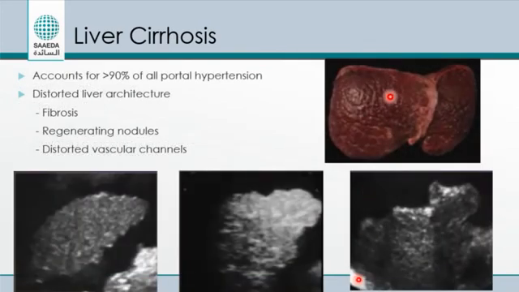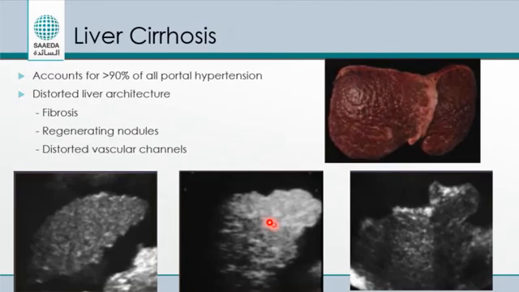Now, this is an anatomical sample of a cirrhotic liver. You can see the surface is fibrotic and irregular, and with ultrasound the surface can be micronodular, the nodules can be bigger, or it can even be macronodular. With areas of regenerating nodules, you can see some hypoechoic nodules here and there. These are regenerating nodules, okay? The vascular channels will be distorted. Liver cirrhosis accounts for more than 90% of portal hypertension.